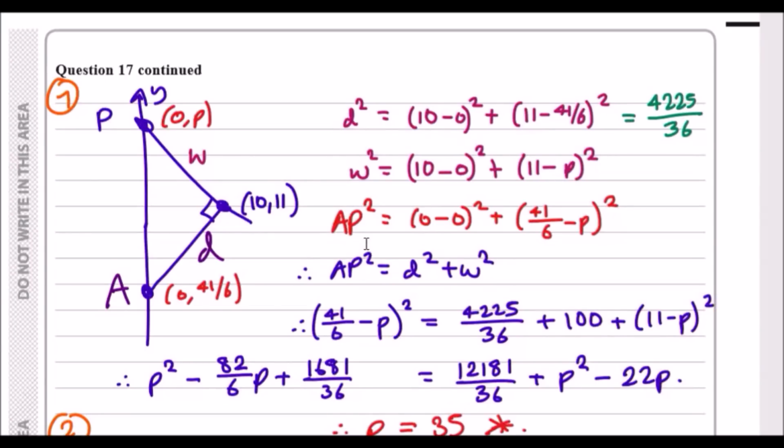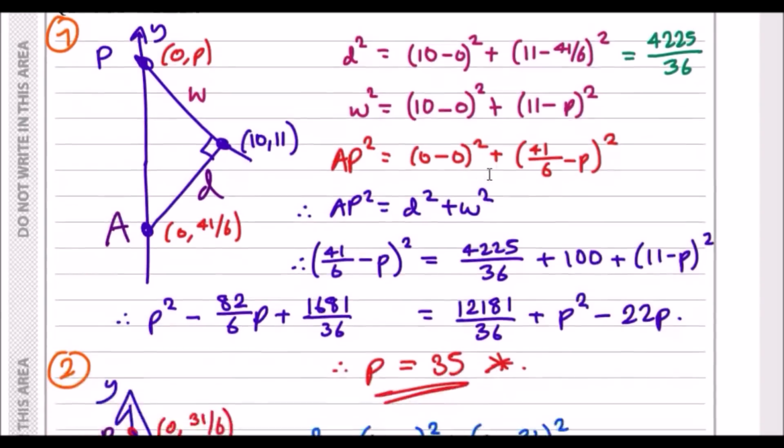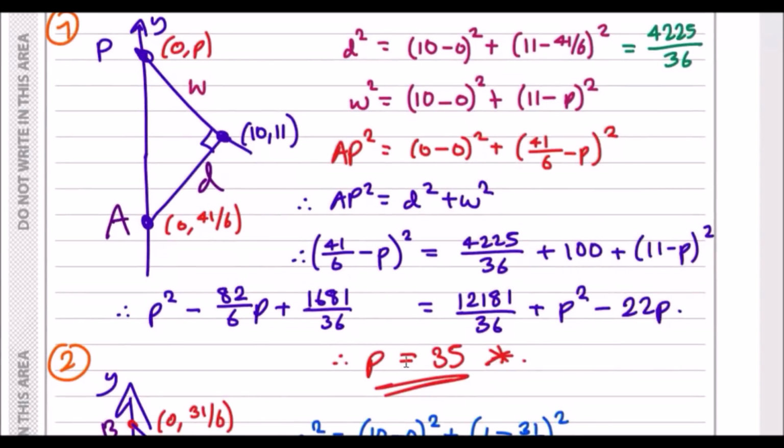And for AP squared, do the same thing. Find the distance between the coordinate of A, which is 0, 41 over 6, and P, which is 0 and little p. So same story. Now this is where you get your answer for P. And this is actually one of the correct answers too. To do this, just use Pythagoras theorem.